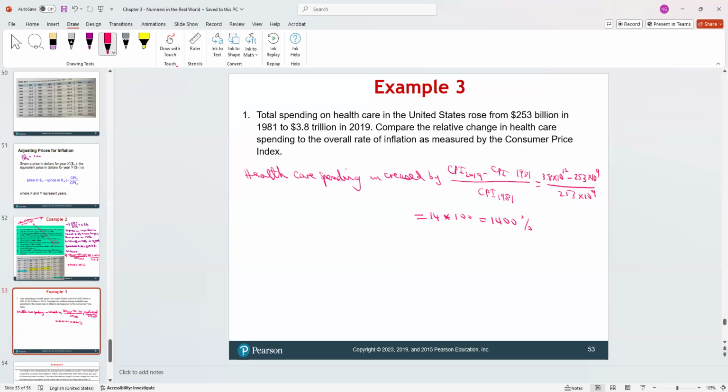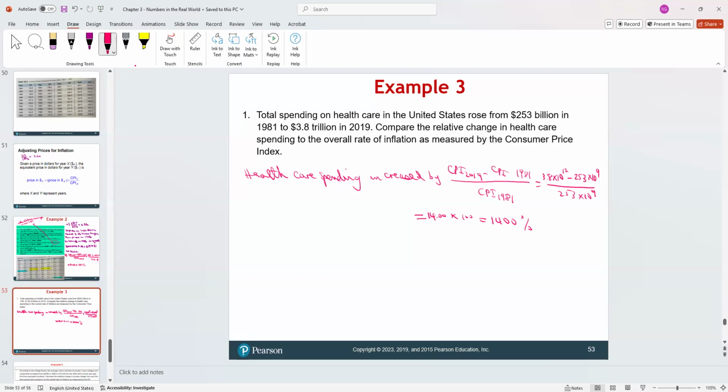Relative means you need to multiply by 100 to make it a percentage. Whatever you find was in decimal, so I'm going to write it like this to show you the decimal part. 14 multiplied by 100 gives us 1,400%. See? That's quite a lot.